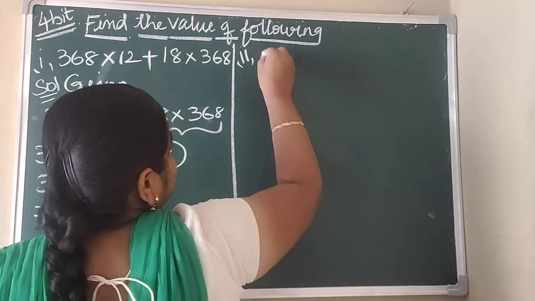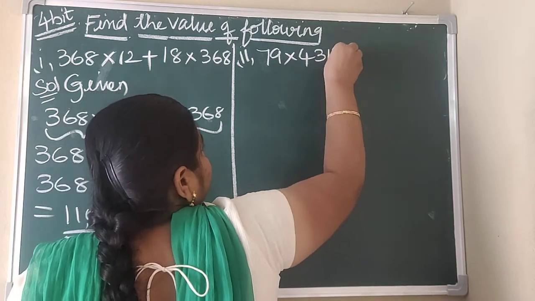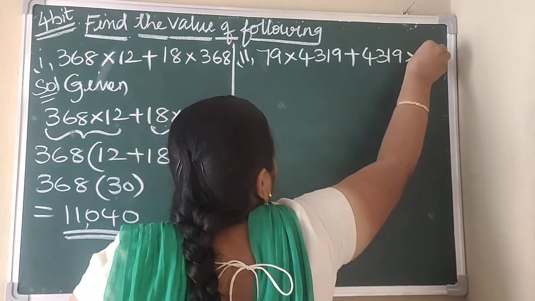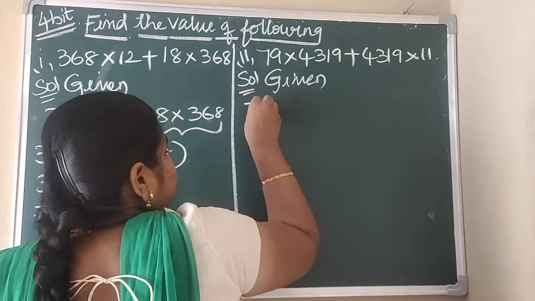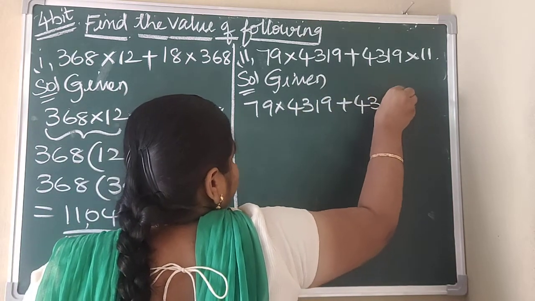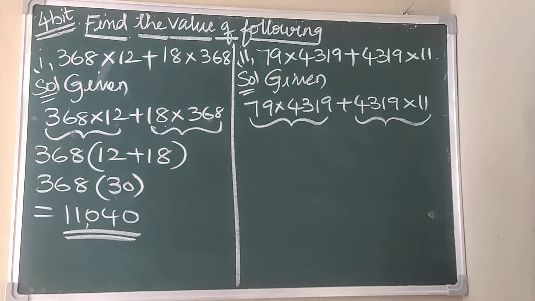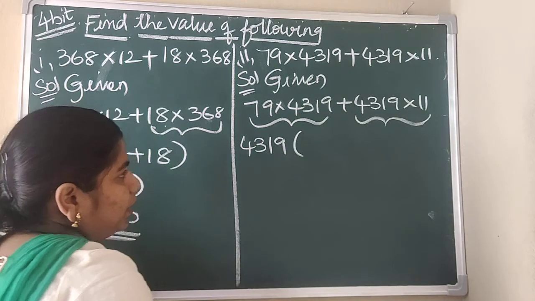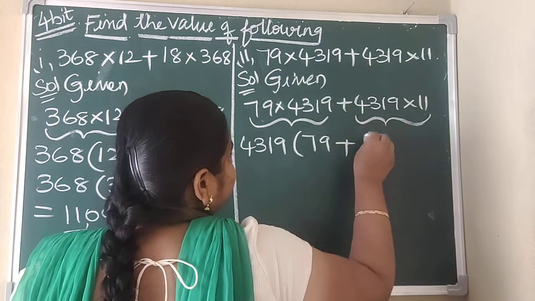Second one is 79 into 4,319 plus 4,319 into 11. So again, if you check in these two terms, one number is common. What is that number as common? That is 4,319. So 4,319, and the remaining terms you have to write in brackets. In this case 79 plus, in this case it is 11.